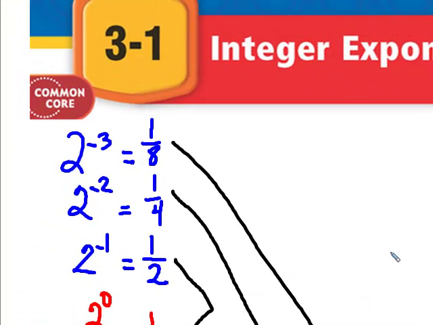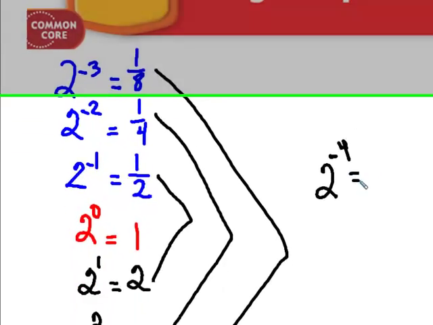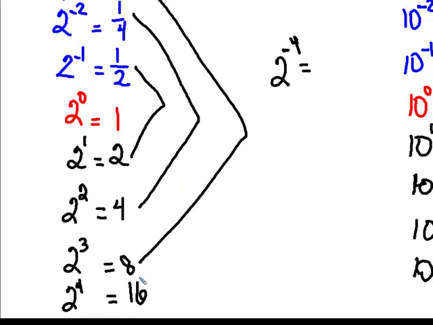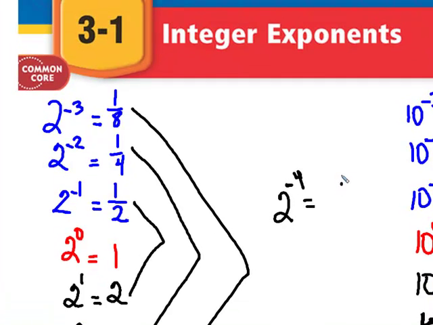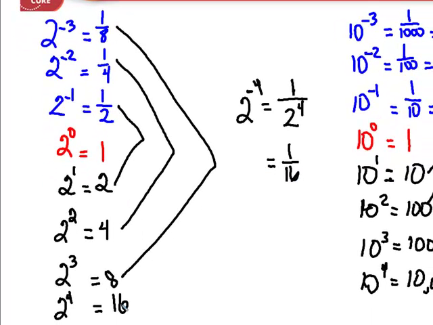So if I had 2 to the negative 4, for example, really that's going to be 1/16. And to get that, it's 1 over 2 to the positive 4. So it's 1/16 because 2 to the 4th was 16.